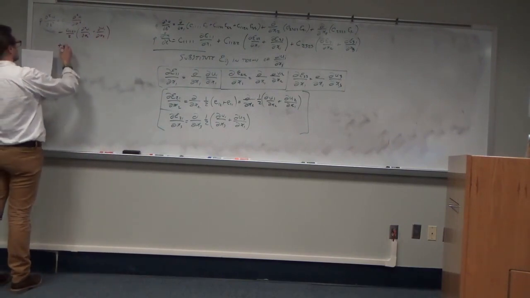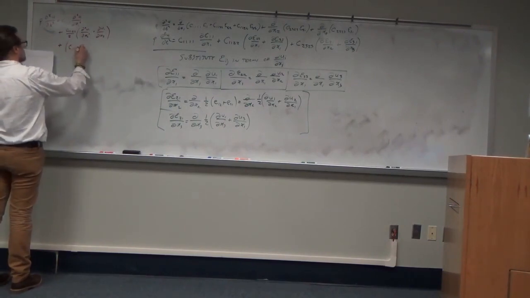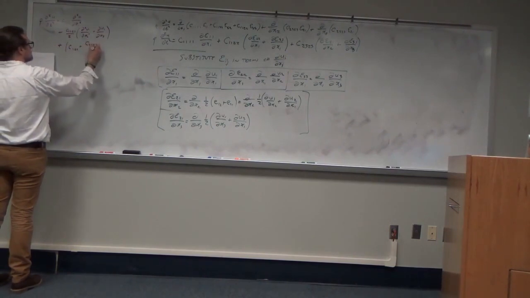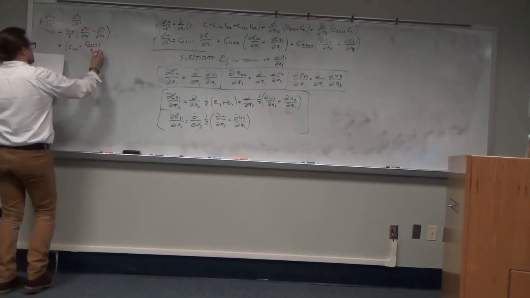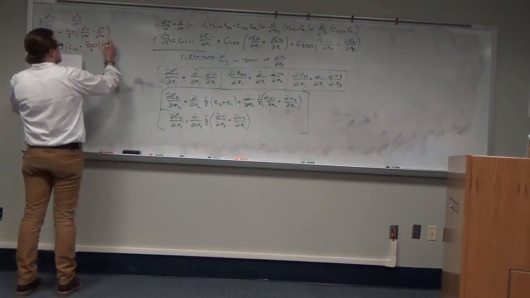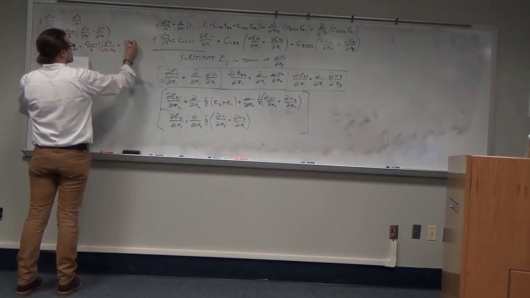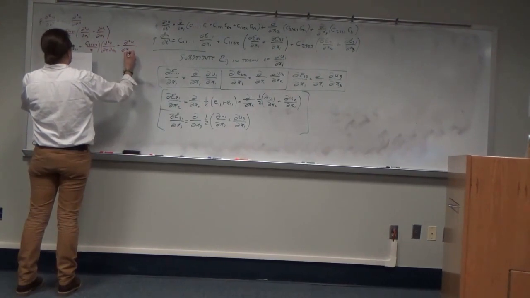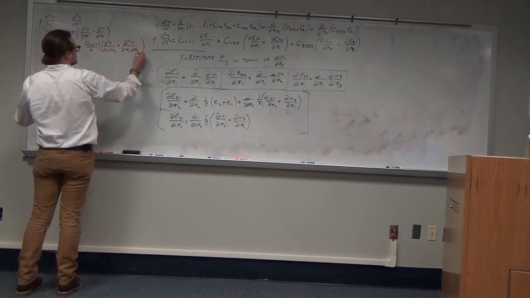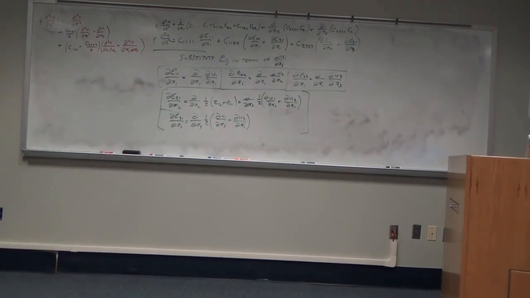plus C1122 plus C2323 divided by 2 multiplied by d squared u2 dx1 dx2 plus d squared u3 dx1 dx3. So that gives us one equation, and then we have two others.